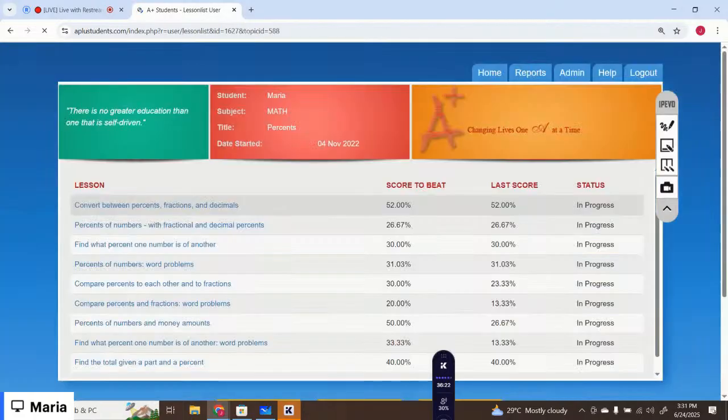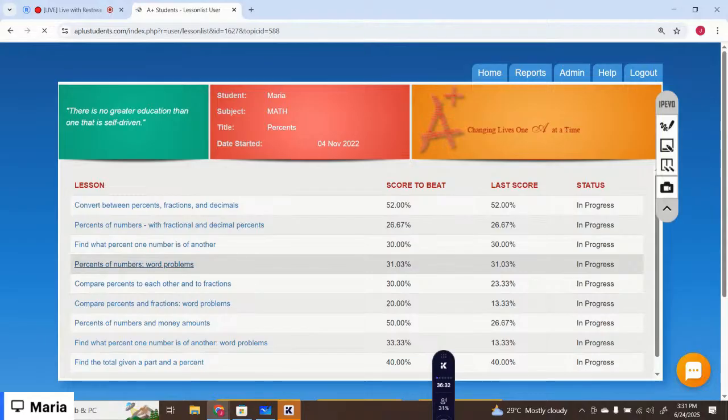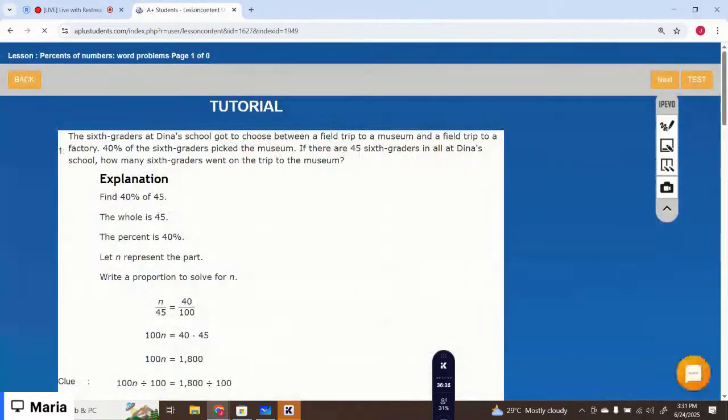Okay, you can complete the lesson by yourself later today. Let me just move on to the next lesson. That is percent word problems. Let's just start with the test questions.